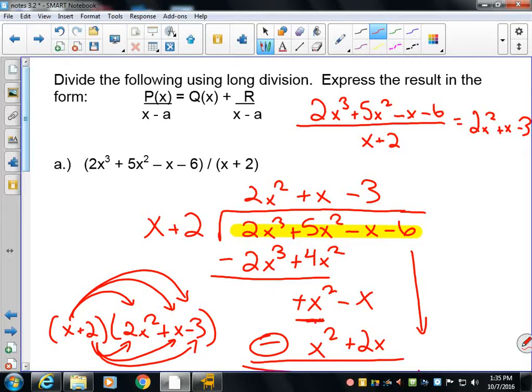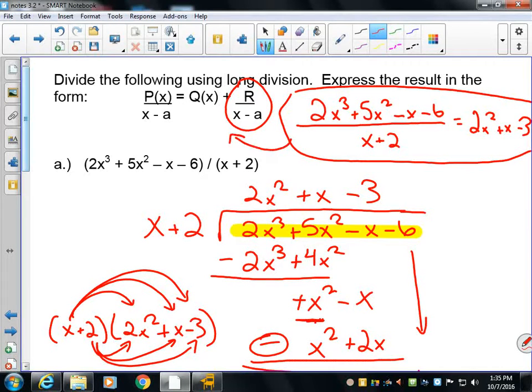Did I have a remainder? If I did, I would do the remainder divided by the x minus a. But this is this, right? This big statement is just this. The original polynomial divided by what we're dividing by is equal to whatever my answer was up here plus my remainder divided by this thing. But 0 divided by that thing is just 0, right?